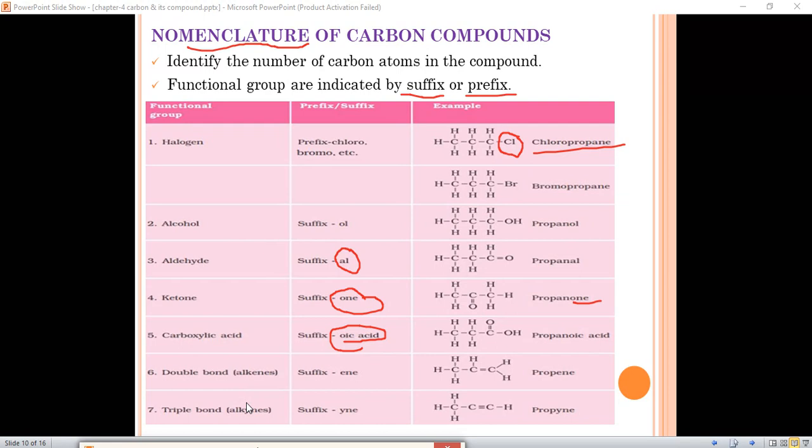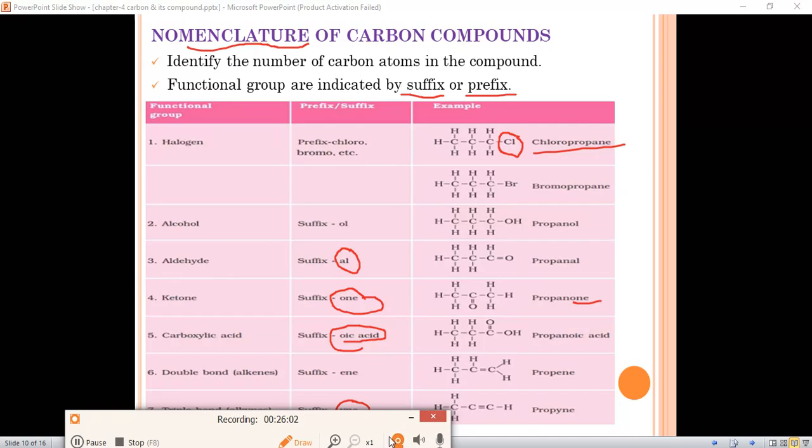Next, double bond and triple bond are also used as a functional group. For double bond, that is for alkenes, we use the suffix -ene. Again, we have to count the number of carbon atoms: 1, 2 and 3. So there are 3 carbon atoms. So we will use this -ene and -yne as a suffix. Propene. And for this triple bond, we use the suffix -yne, Y-N-E. So we will write it as propyne, P-R-O-P-Y-N-E.